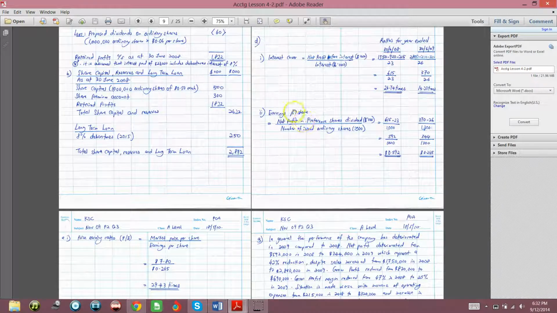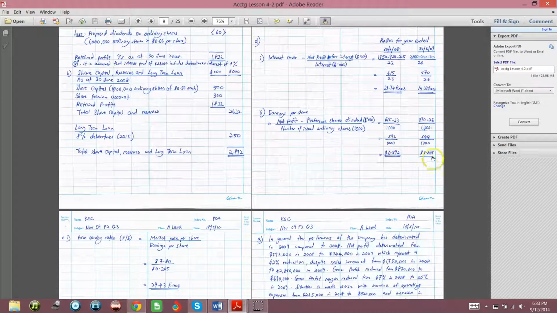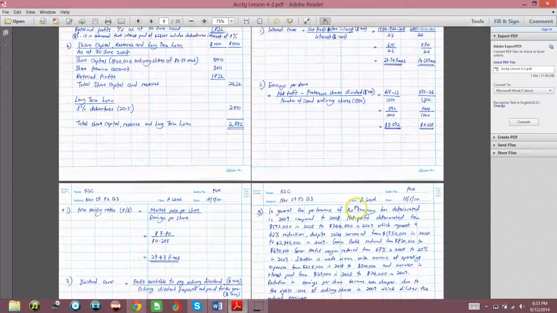Okay, so earning per share also, for now just copy the formula. Net profit minus preference share dividend divide by number of issued ordinary shares. So take your net profit. Okay, this is your profit before interest minus interest will be your net profit over number of ordinary shares. This is number of ordinary shares. Okay, so then this will be your earning per share.